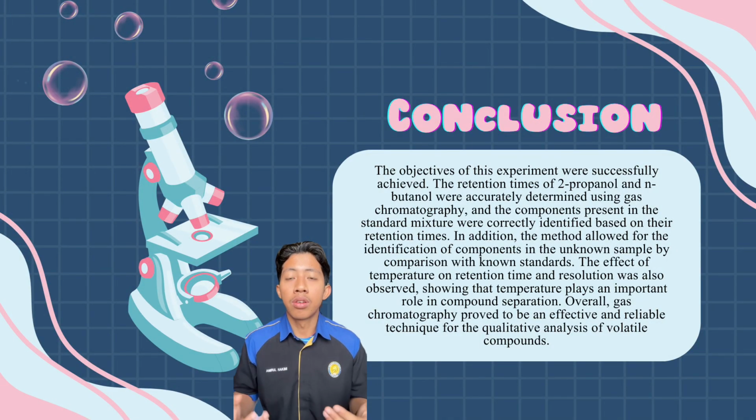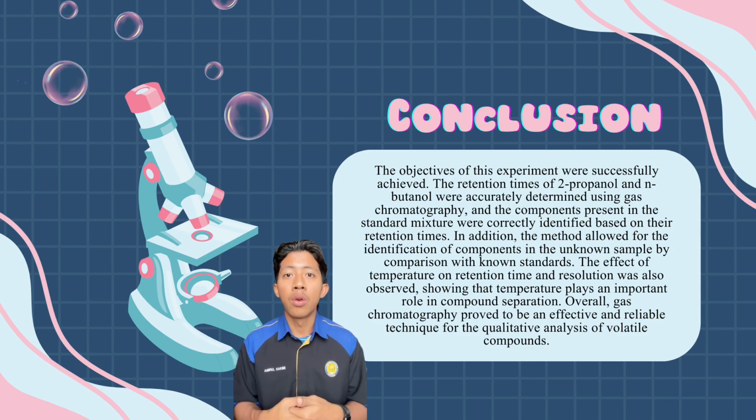Alright, for the conclusion, the objective of this experiment was successfully achieved. In this experiment, we were able to determine the retention time of 2-propanol and N-butanol accurately using gas chromatography. By comparing the retention time with known standards, we could correctly identify the components present in the samples. This method also helped us identify unknown components by comparing them with reference data.